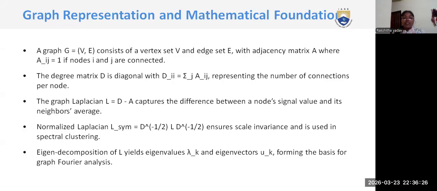The normalized Laplacian L sym equals D to the power minus 1/2 L D to the power minus 1/2. It induces scale invariance and is used in spectral clustering. Eigendecomposition of L yields eigenvalues lambda k and eigenvectors uk, forming the basis for graph Fourier analysis.